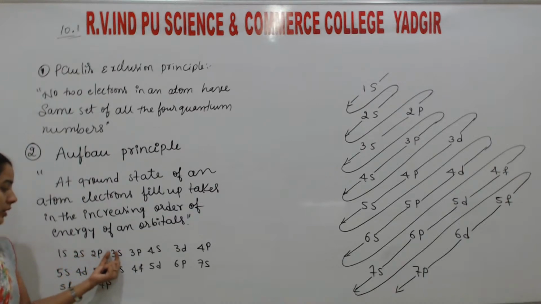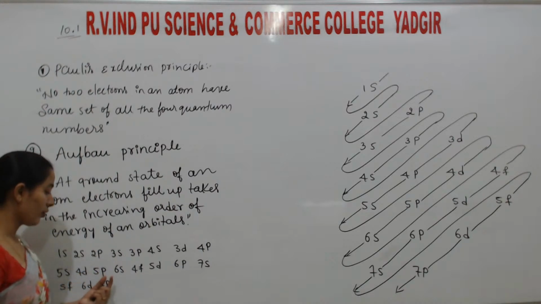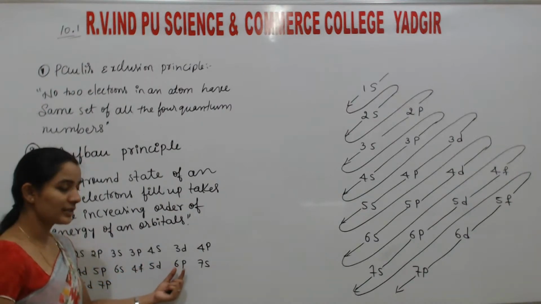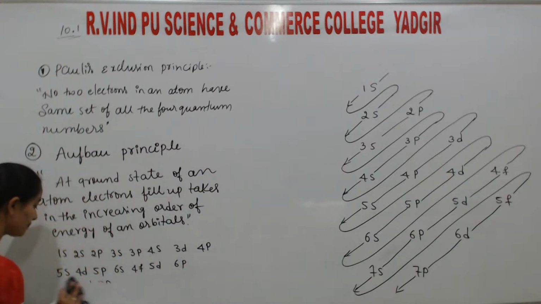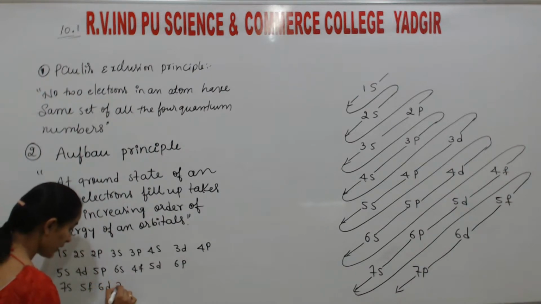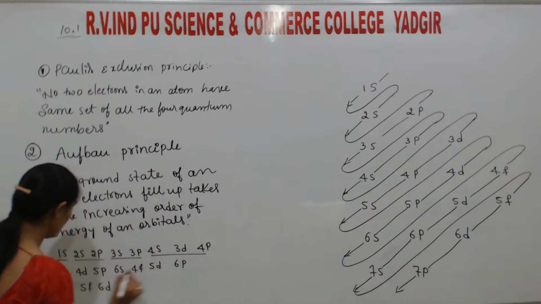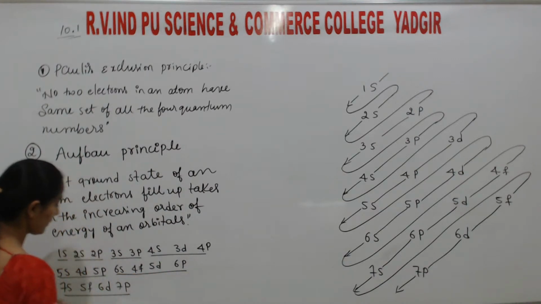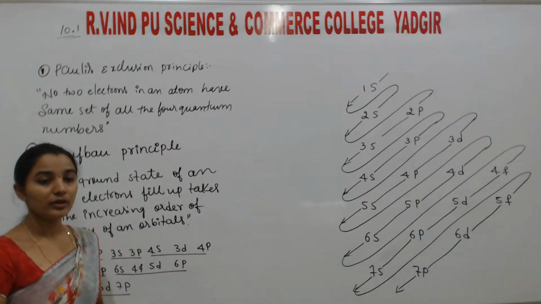1s, 2s, 2p, 3s, 3p, 4s, 3d, 4p, 5s, 4d, 5p, 6s, 4f, 5d, 6p, 7s, 5f, 6d, 7p. Once this is like a set. Okay, this is how the filling up of electrons takes place.